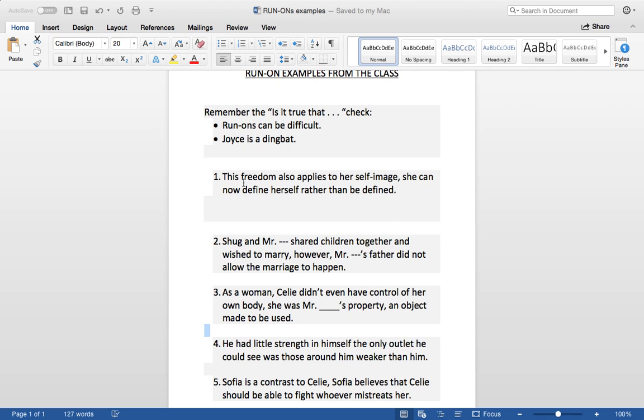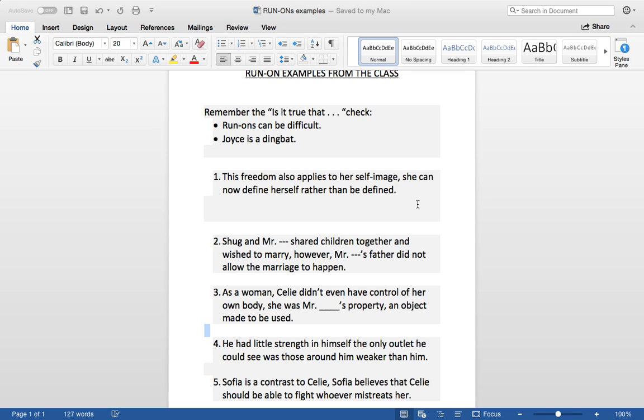All right, so this freedom also applies to her self-image. She can now define herself rather than be defined. You can fix this any of a number of ways, as the handout says. You can put a period there. You don't want to do that all the time, because if you did, you'd end up with a paper with a lot of short, choppy sentences.